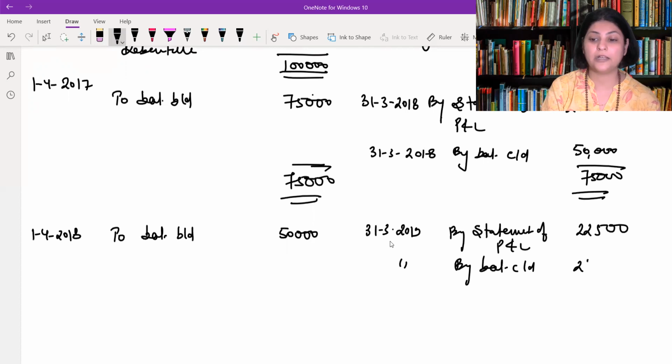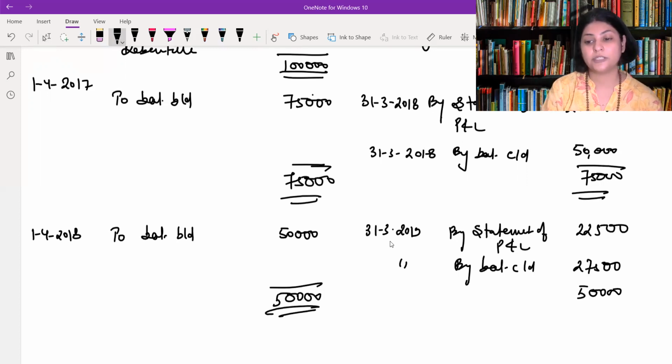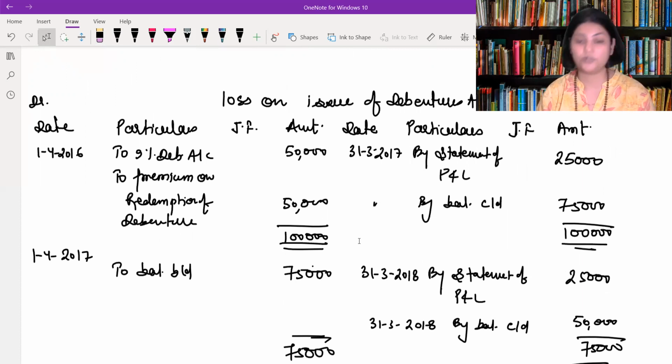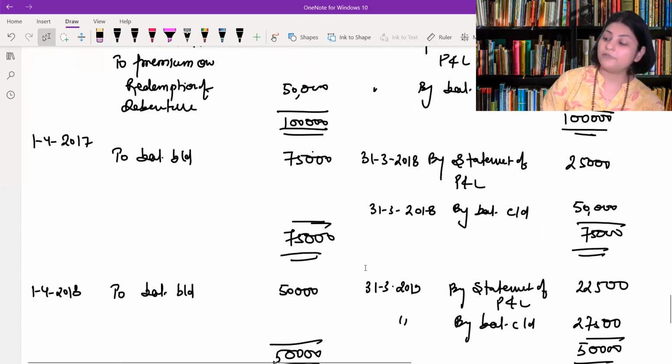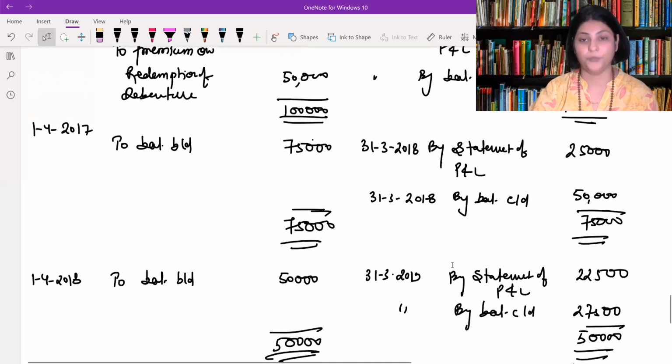I do not have to make the account further. The account is not yet closed. It has a balance, but the question's requirement was to make this account for 3 years. So I made this account for 3 years only. Now, I hope you understood what we have done. The first entry was recording the discount or loss on issue of debenture through 2 different accounts, that is 9% debenture account and premium on redemption of debenture. Then in the first year, we wrote off discount on issue of debenture. Second year also we did writing off, and third year also we did writing off. After the first year, in all the consecutive years, till the 5th year, only the entry for writing off and writing down the balance brought down will be there.